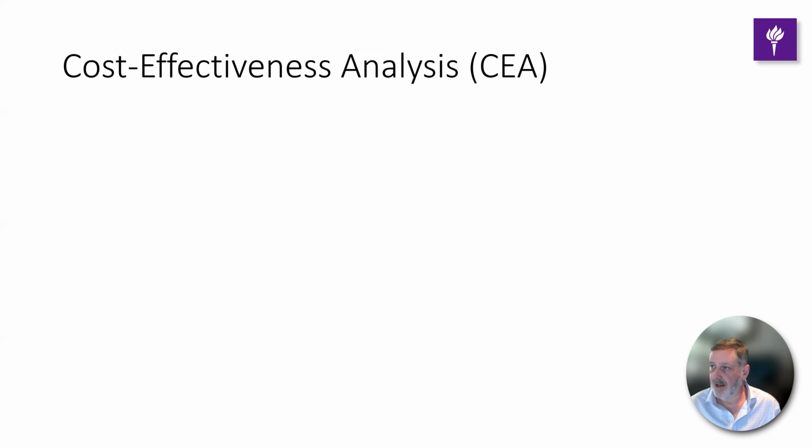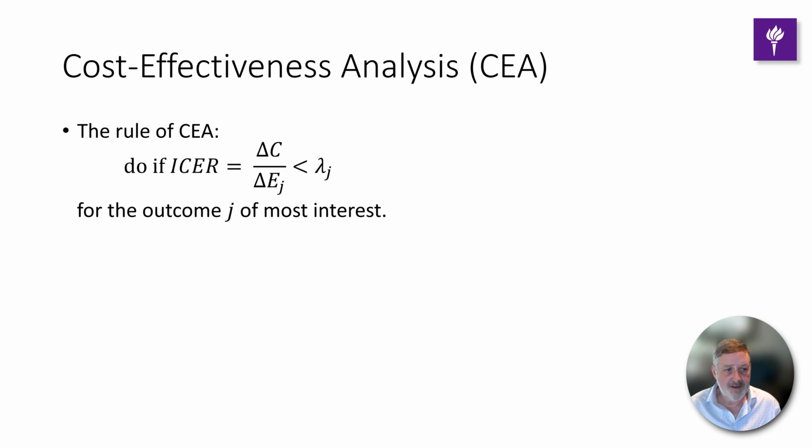However, in its sort of purer form, cost effectiveness analysis has a simple rule. It says pick the single outcome of most interest to you. Calculate the incremental cost. Calculate the incremental effectiveness of the intervention in that particular outcome of interest, and compare it to a single willingness to pay. And if the ratio of the incremental cost to the incremental effectiveness is less than the willingness to pay, then you do the intervention. And if it's not, then you stay with the status quo.